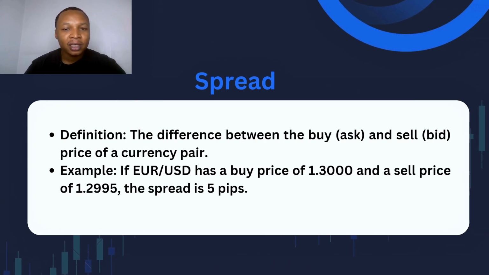Now, the next terminology we want to explain is spread. Spread is the difference between the buy and the sell price of a particular currency pair. When you're trading the forex market, you're trading on what we call a broker. A broker is a firm or a company that brokers your purchase or your negotiation, or let's just call it your business in trying to buy a currency pair or sell a currency pair.